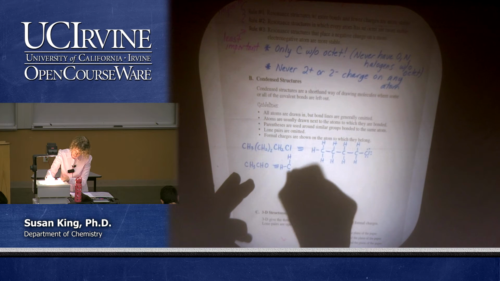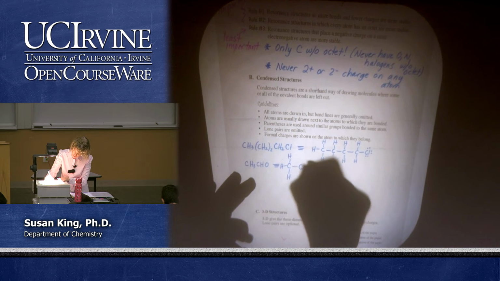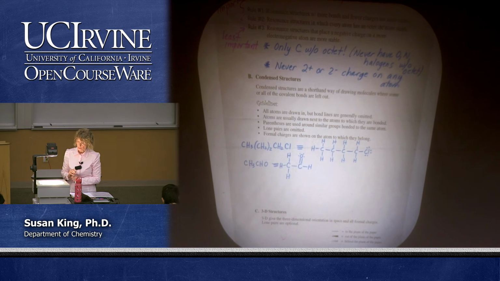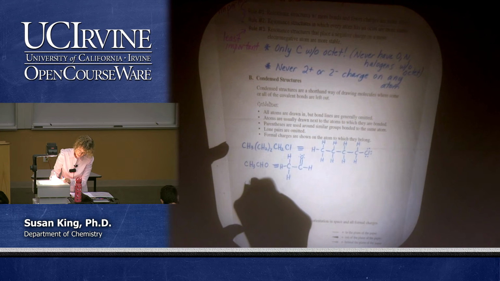This carbon is bonded to 3 hydrogens. This carbon is bonded to this hydrogen, and this is actually an aldehyde. So that's what that would look like. That's a shorthand way of drawing an aldehyde. We also can do the same thing with a ketone.